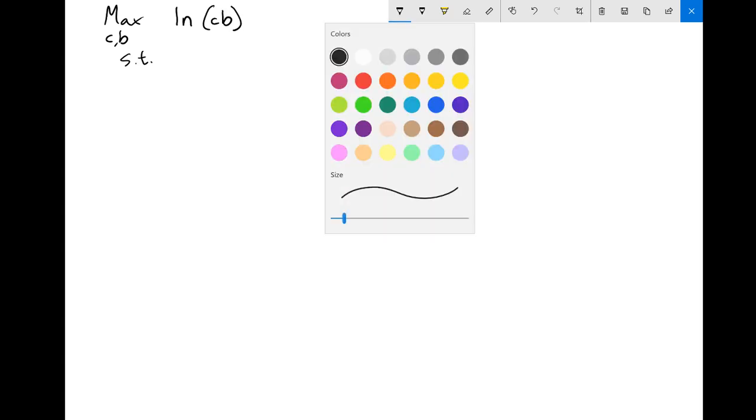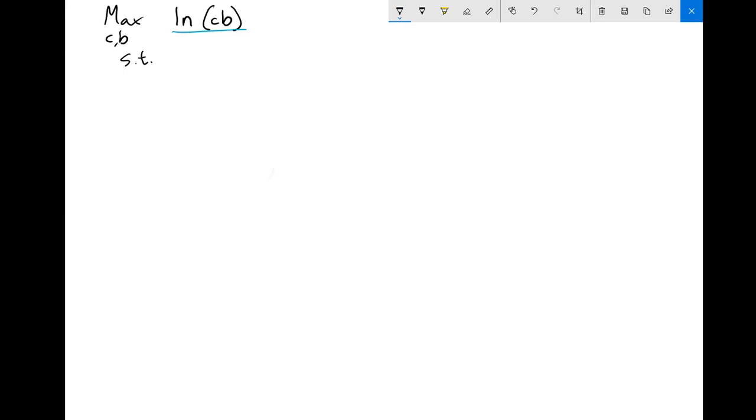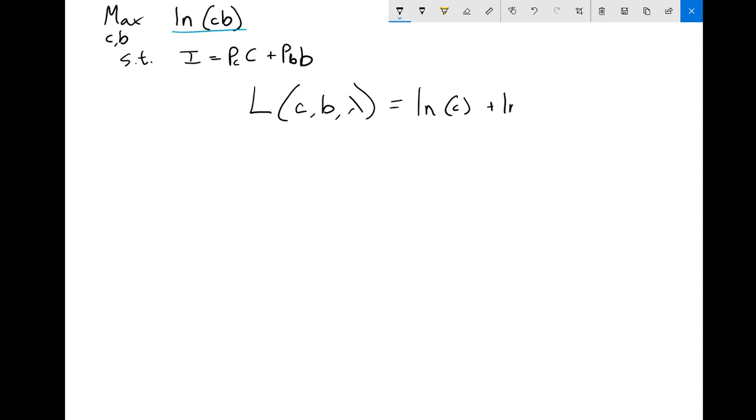We're going to say that the utility function here is just the natural log of coffee times bagels. Okay, and then again we have the same budget constraint here. Okay, so let's just solve this really quick. All right, natural log of C plus natural log of B plus lambda times income minus P_C C minus P_B B. All right, so we're just going to solve this really quick.